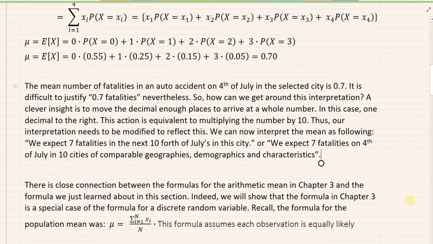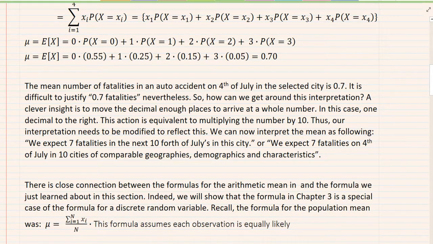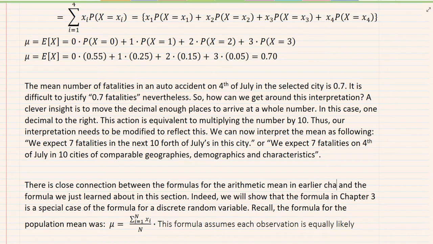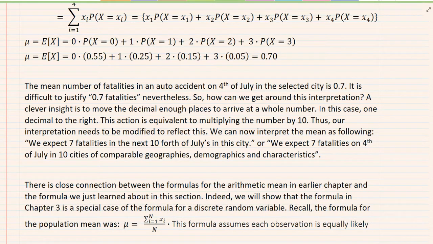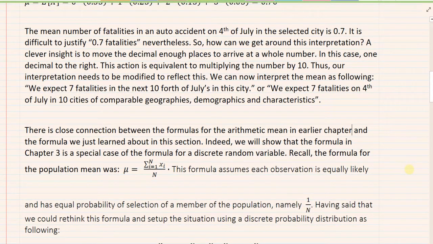Now, in case you wonder, I think it was in chapter 3, but let me take the chapter out of it because I'm not sure. So in an earlier chapter, there is a connection between the formula in the earlier chapter and in this chapter. So how are they connected? Well, in chapter 3, I believe it was.